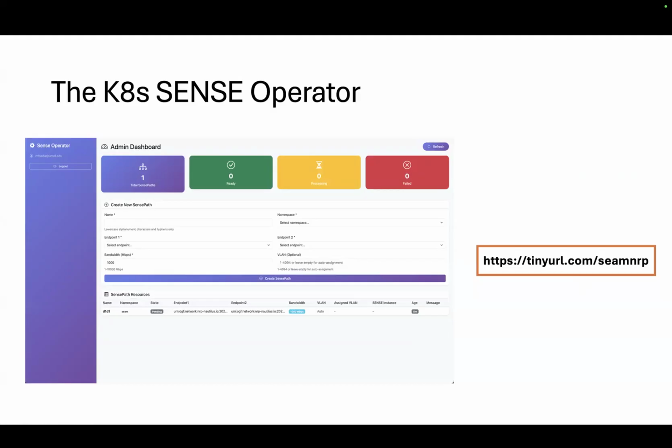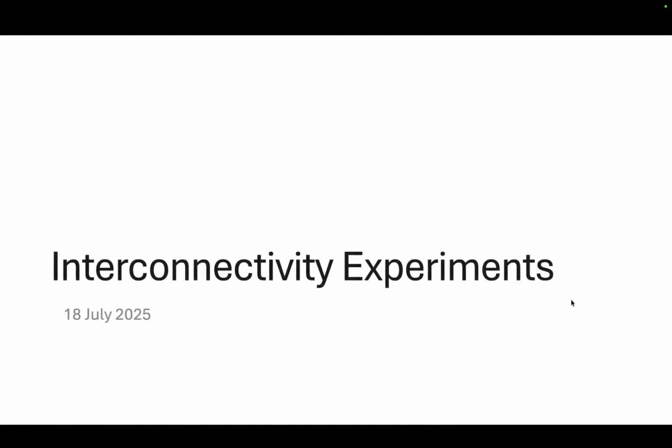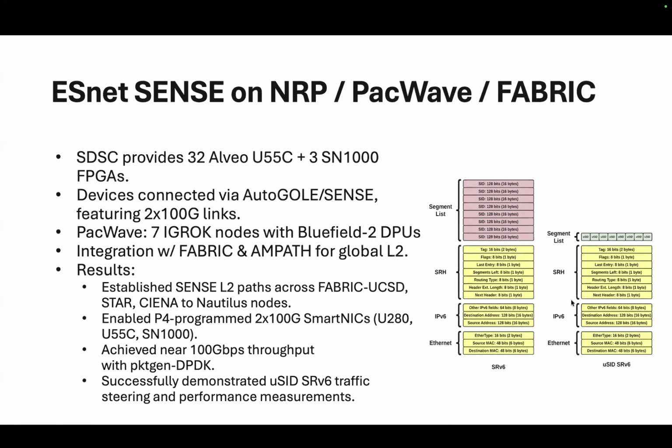So the end goal is to have users have a GUI, click a bunch of buttons, and have your experiment with your topology up and running. And this is what leads us to having interconnectivity experiments. Of course, just a brief couple of examples that I'm just going to brush over, on how we used the ESnet SENSE orchestrator and NRP and FABRIC for some experiments.